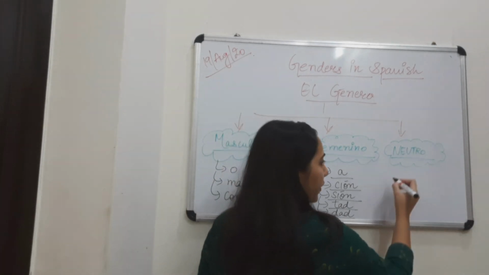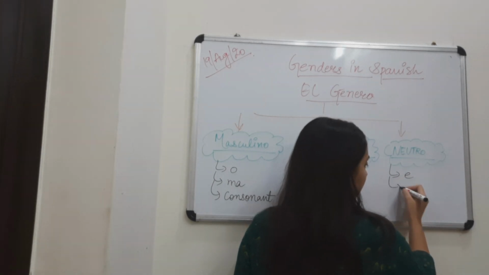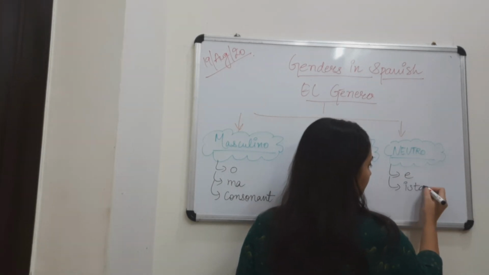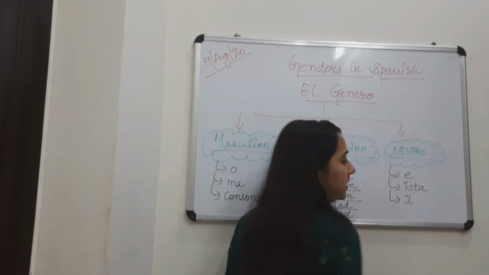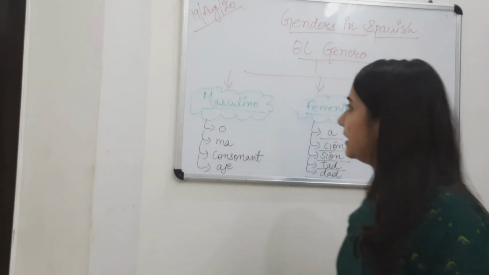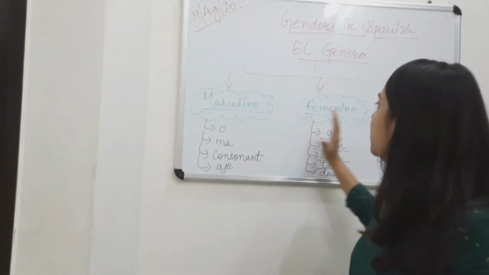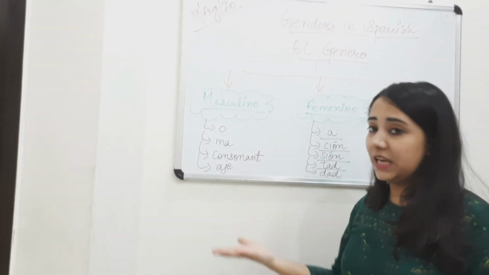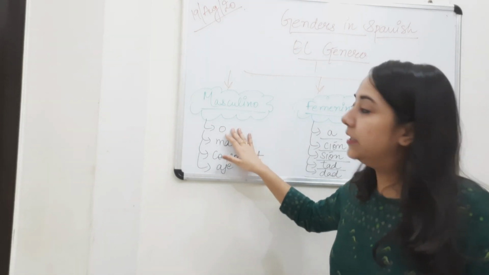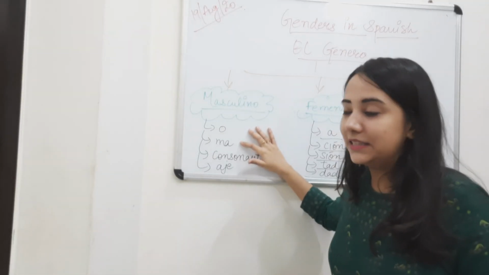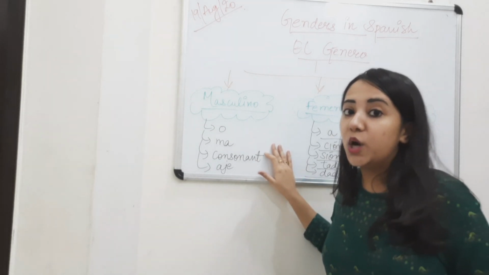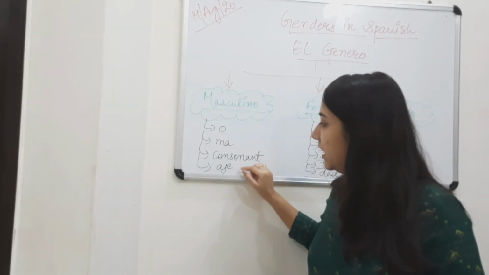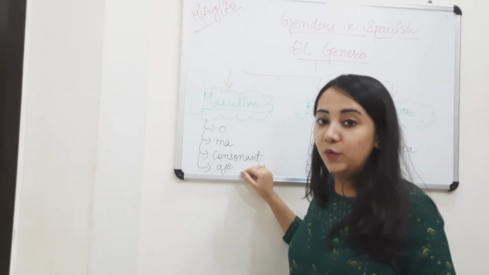Okay, now coming on the neutro. If it's ending with the E, if it's ending with the ista, and if it's ending with the I. Now, as you can see, there are three types of gender: masculino, femenino, neutro. Now, the endings. If it's ending with the O, that is a masculino. If any noun ends with the O, that is a masculino. Ending with ma, that is a masculino. Ending with a consonant, that is a masculino. Ending with ake, that is also masculino.